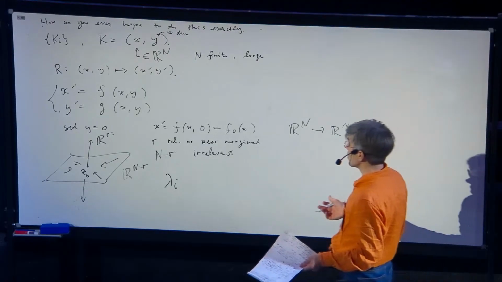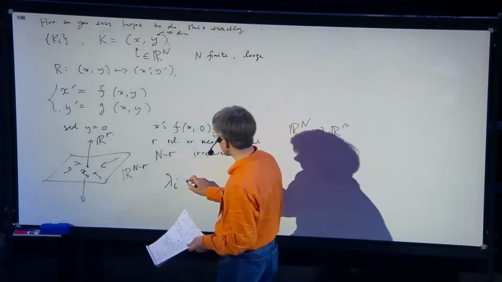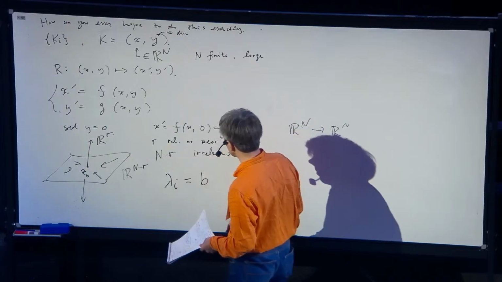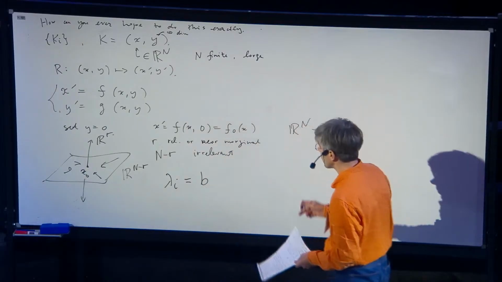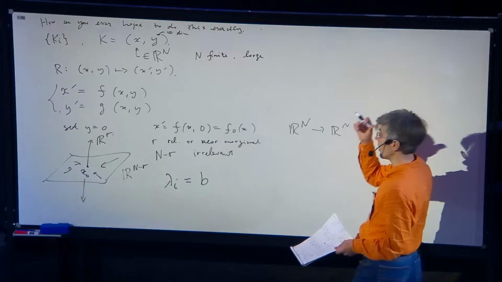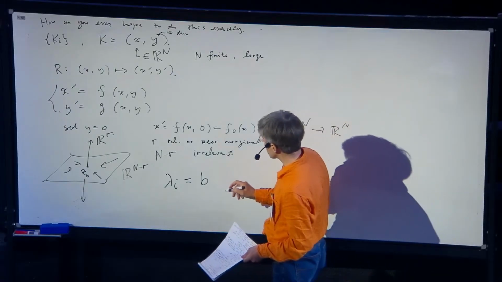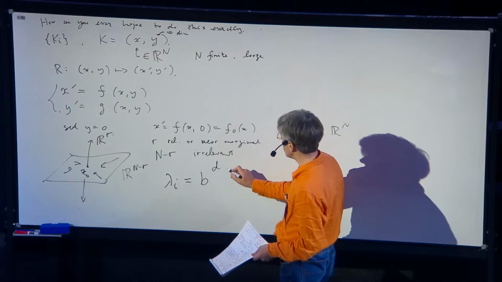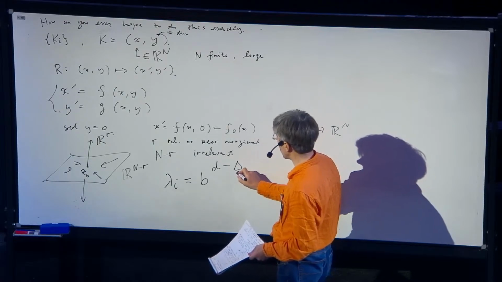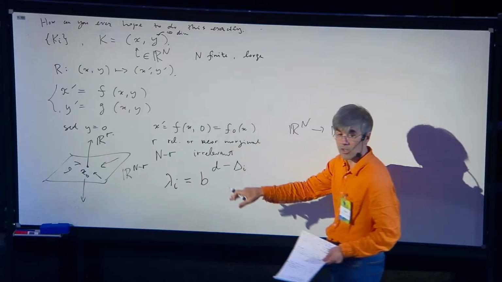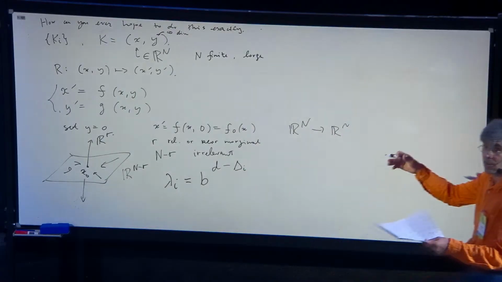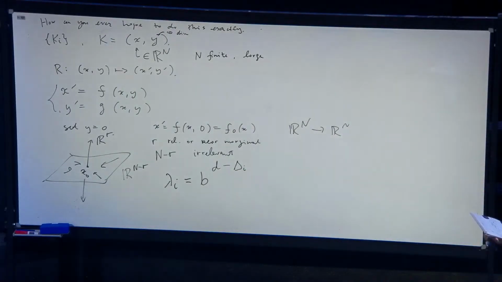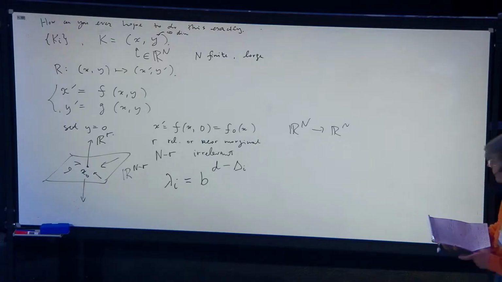And by the usual RG logic, these eigenvalues are going to be related to the scaling dimensions of operators of my QFT, describing the fixed point. By the usual formula, lambda_i is going to be equal to d minus delta_i, so that irrelevant directions will correspond to eigenvalues less than 1, relevant to eigenvalues larger than 1. So this is the usual thing.